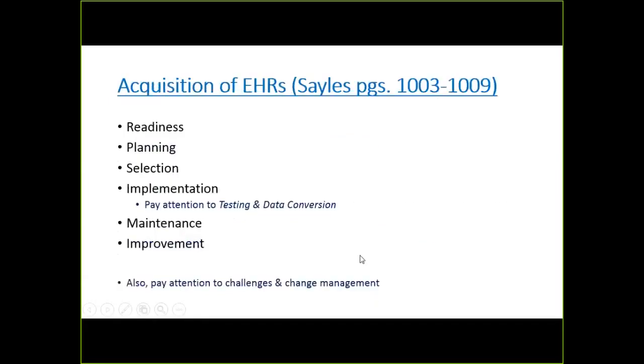When we talk about the acquisition of EHRs, I want you to review pages 1003 to 1009. There are some figures there as well. Just focus on what readiness is, planning, selection of the system, the implementation. And when it comes to that, pay attention to the testing and the data conversion, which we already mentioned, maintenance and improvement. And also be mindful that sometimes there are even questions about change management and the challenges that arise during the implementation of new systems or electronic health records.